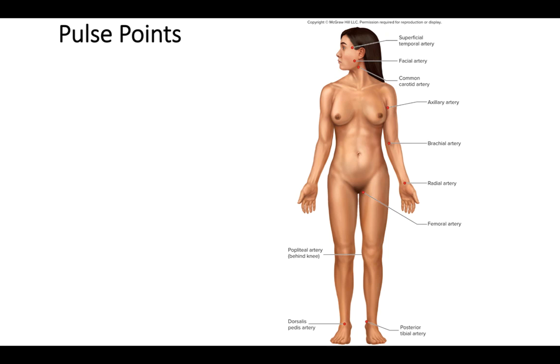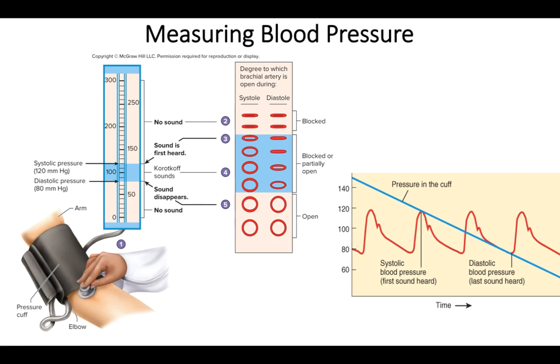Okay, so let's just review the pulse points. Superficial temporal artery can be felt pretty easily. You could do the facial artery, carotid artery, radial artery is probably the most common. You could do the femoral artery near the groin area. You could go behind the knee, on top of the foot, and so on and so forth. So those are your most common pulse points.